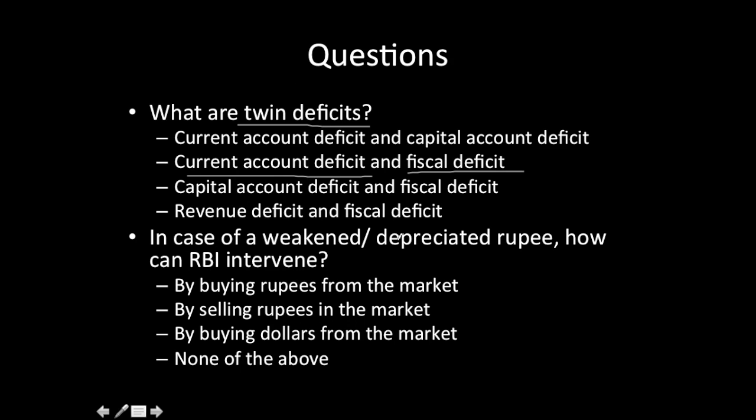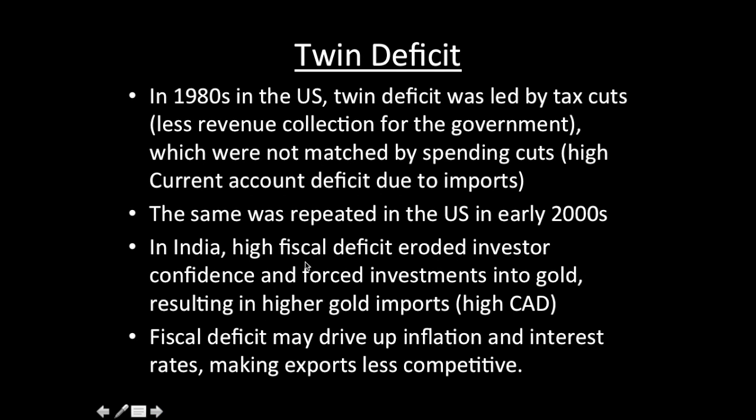Second question is, in case of a weakened or depreciated rupee, how can RBI intervene? I've already explained this. So when the rupee is depreciated, RBI will start buying more rupees. Why? Because when it buys a lot of rupees, it creates demand for rupee in the market. An increased demand improves the value of rupee. Thus, the rupee will start appreciating. So the answer is by buying rupees from the market, not by selling rupees, and not by buying dollars from the market.